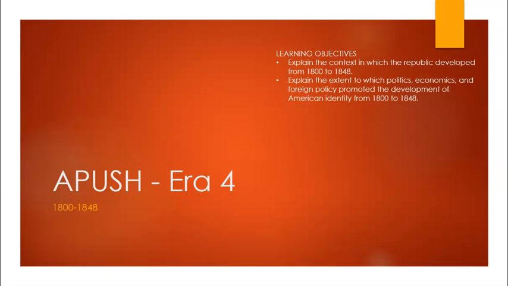Hello and welcome back to the APUSH History Curriculum. We are now moving into the fourth time period covered in APUSH, which covers the years 1800 through 1848. It begins with the election of 1800 and ends with the Treaty of Guadalupe Hidalgo that ends the Mexican War.